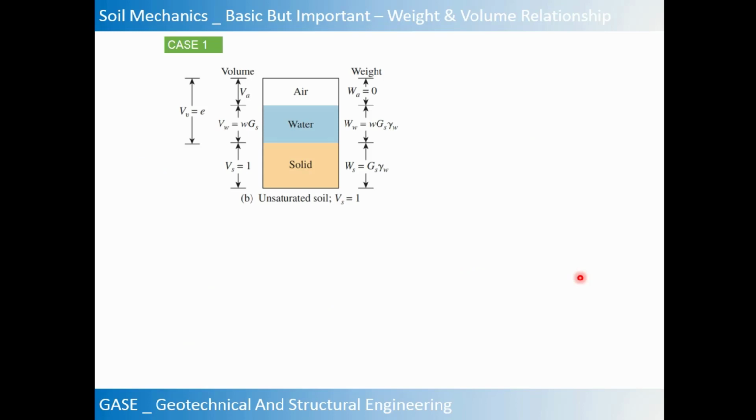So now we will consider the soil specimen. With the solid soil, the water content, and the air, the volume of the void is equal to the volume of the air and the volume of the water. So we consider the solid soil with the volume equal to 1 unit.